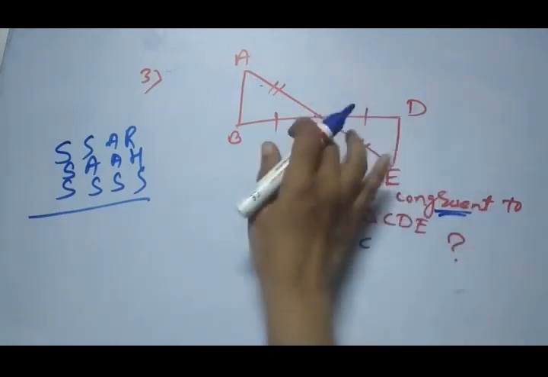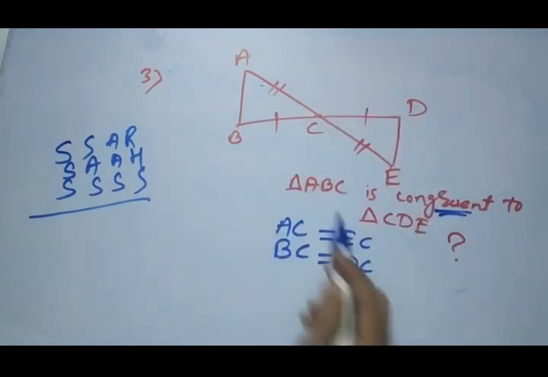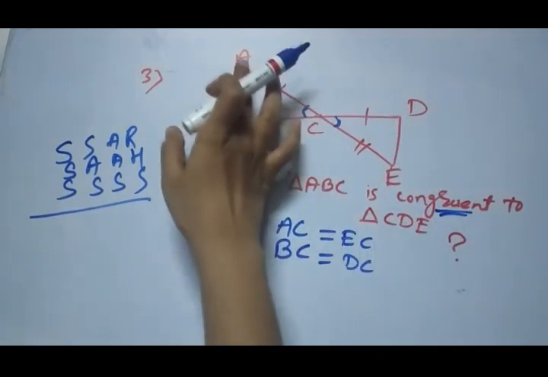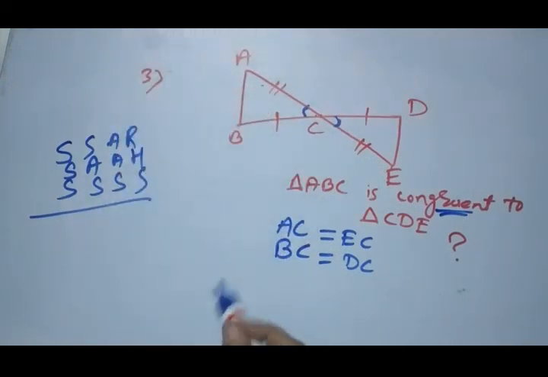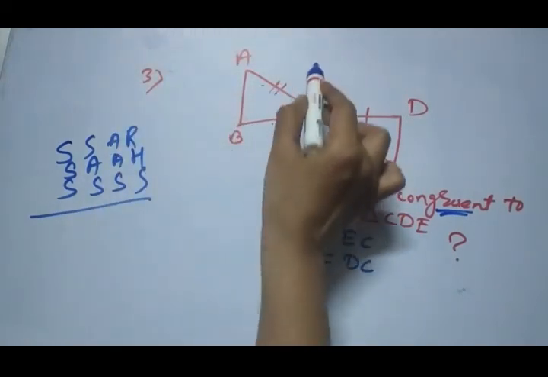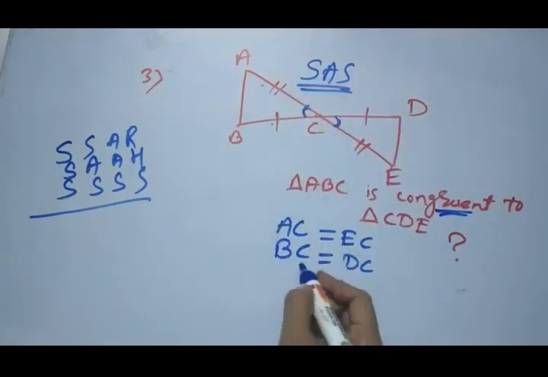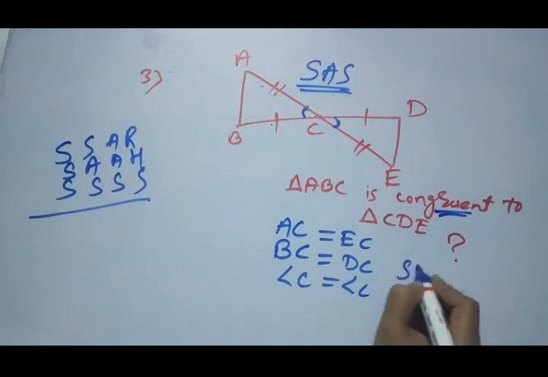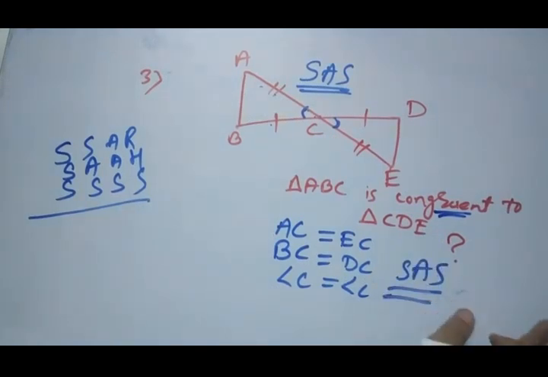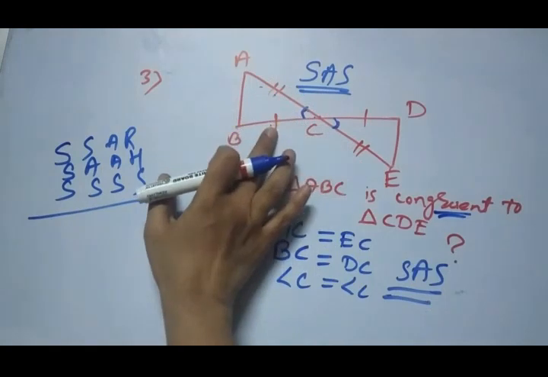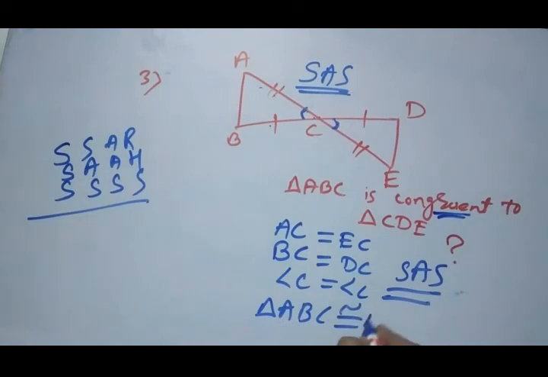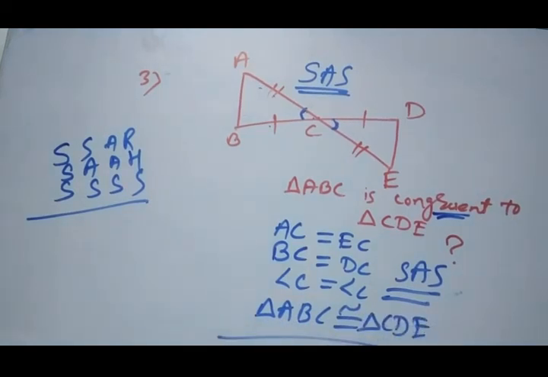Again side BC is equal to DC. And friends, if you notice, these angles are vertically opposite, so angle DCE is equal to angle BCA. So by SAS criteria, here angle C is equal to angle C. So you can say by SAS criteria, side angle side, triangle ABC is congruent to triangle CDE. Yes, these two triangles are congruent to each other.